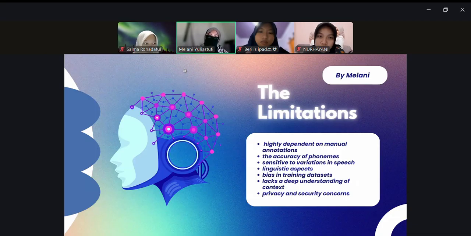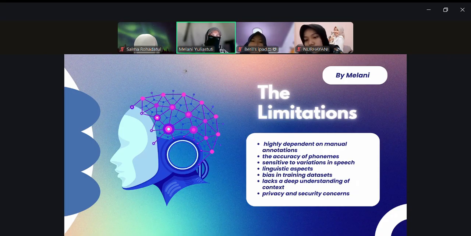So maybe the first one is that AI systems are highly dependent on manual annotations. Because we know AI has manual annotations in its systems. In CAPT systems, linguists need to label data for the training. This training process is not only time consuming but also requires expert knowledge, which limits scalability.